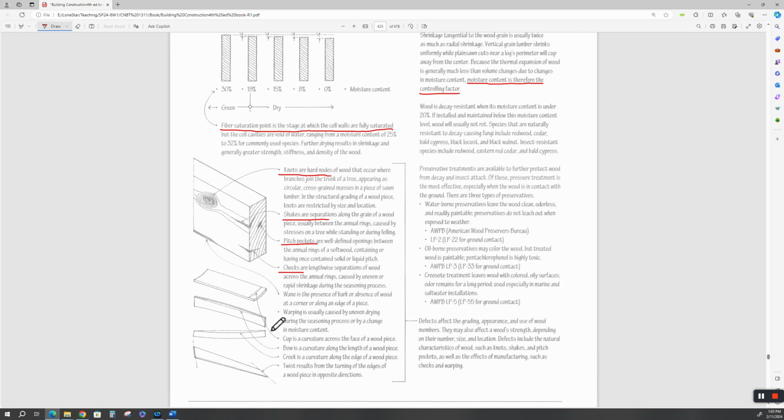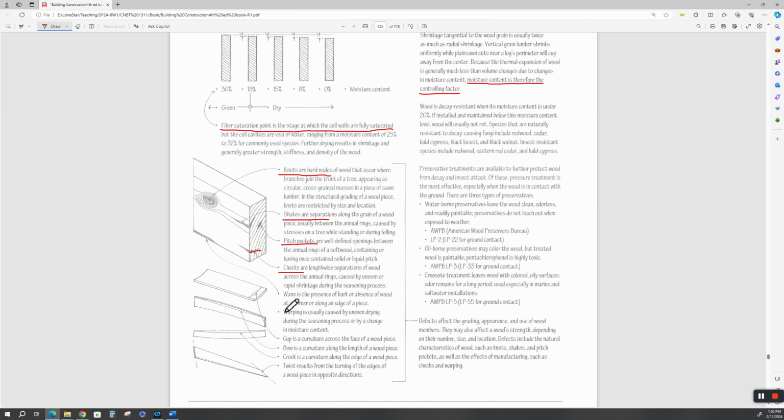Checks are lengthwise separations of wood across the annular rings. See, they're coming across. Here are the annular rings. These are growth rings, and they go across. These are generally caused by uneven or rapid shrinkage during the seasoning process. If you reduce the moisture content in the kiln too fast, these things will start to appear.